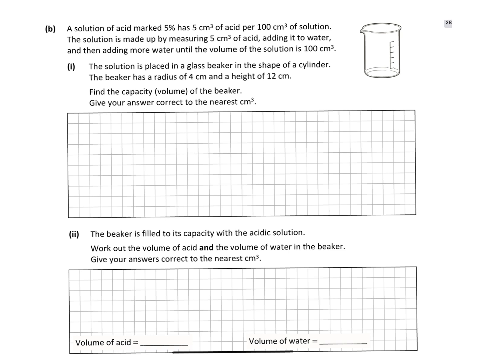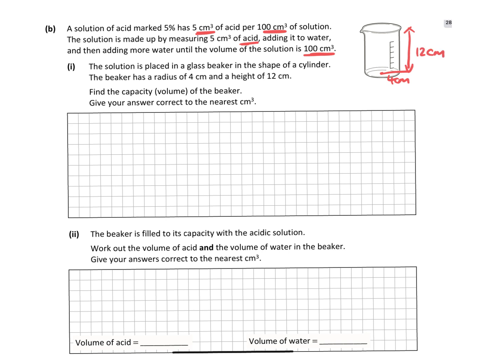A solution of acid marked 5% has 5 centimetre cubed of acid per 100 centimetre cubed of solution. The solution is made up of measuring 5 centimetre cubed of acid and adding it to water, and then adding more water until the volume of the solution is 100 centimetres cubed. The solution is placed in a glass beaker in the shape of a cylinder. The beaker has a radius of 4 centimetres and a height of 12 centimetres. Find the capacity of the beaker.